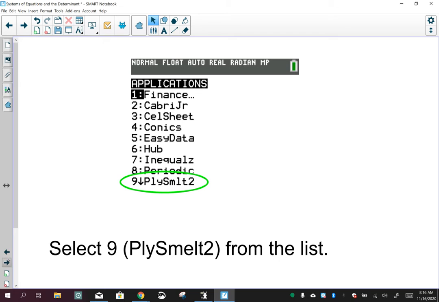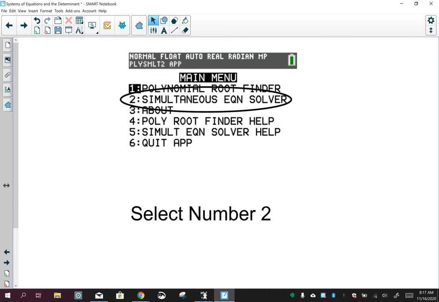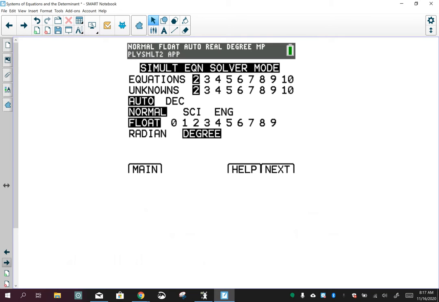Once you select number 9, you'll get this menu. Because we're solving equations, we're going to want number 2, the simultaneous equation solver. This is where you're going to enter your systems. Then you get to this screen. This is probably the most important screen besides the next one where you actually plug stuff in. Here you look at how many equations you have and how many unknowns. The equations is how many equations you have, and the unknowns is how many different letters, or variables, you have.